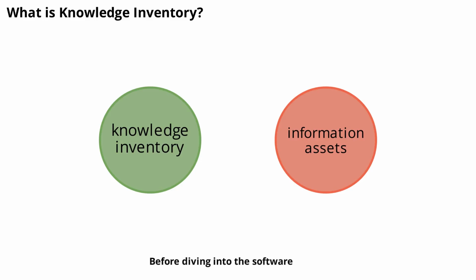Before diving into the software, let's clarify what we mean by a knowledge inventory. Unlike traditional inventory, which tracks physical goods, a knowledge inventory catalogs your organization's information assets, documents, guides, procedures, and more. This helps you quickly locate, update, and share valuable knowledge. By treating knowledge as an asset, you ensure nothing important gets lost or overlooked. Next, we'll look at the types of knowledge you might want to track in your inventory system.